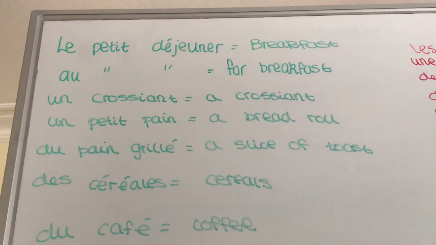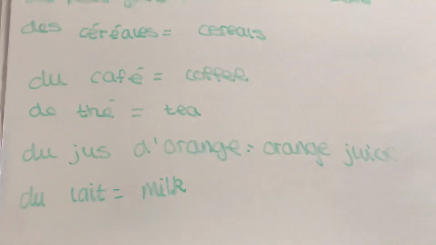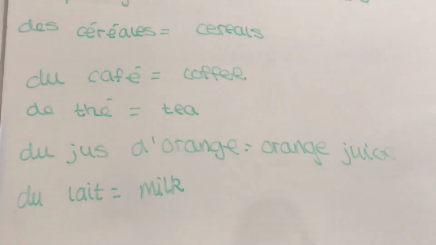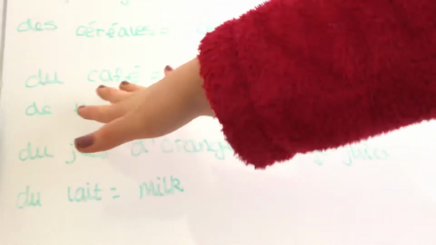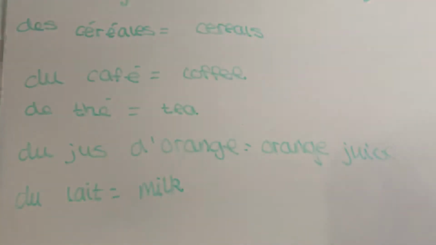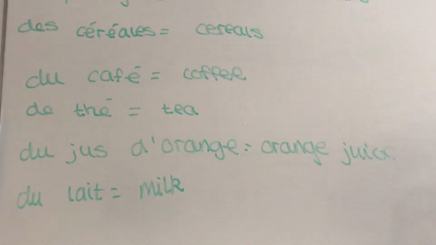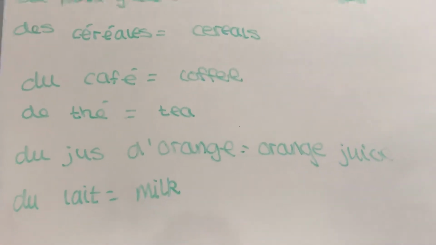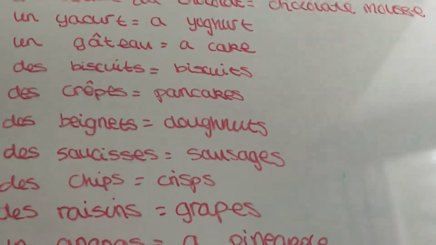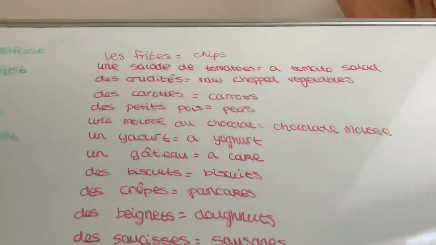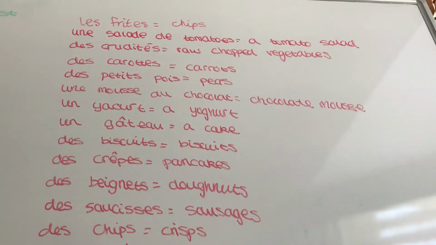Here are the cereals. Next, we've got du café, which is coffee. And we've got du thé, which is tea, so that's the é with an acute accent going up like that on the E for the tea. Du jus d'orange, orange juice, and du lait is milk. Now what I'm going to do is move the camera over a bit and zoom out a wee bit. Okay.